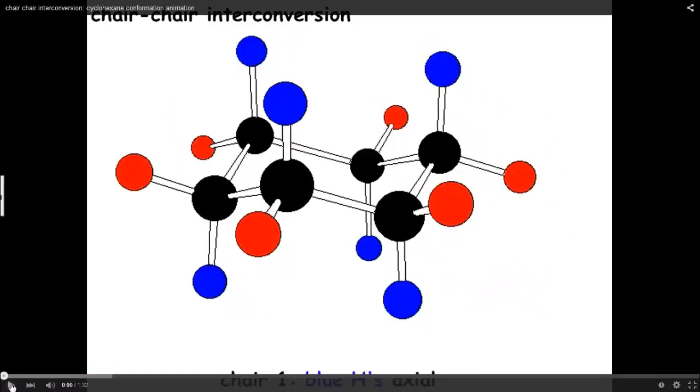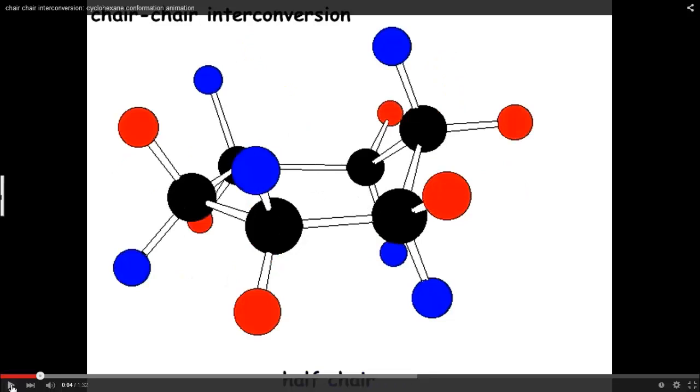Okay, here we have the chair conformation where the blue hydrogens are axial. That's a very stable configuration. Actually, as you inspect all the hydrogens, they appear to be staggered. As you select any two carbons and look at those hydrogens, they're actually all staggered, so that's very nice and stable.